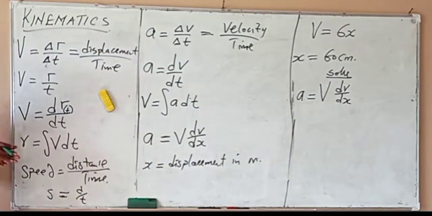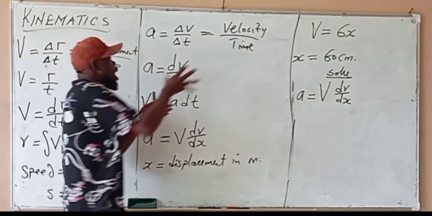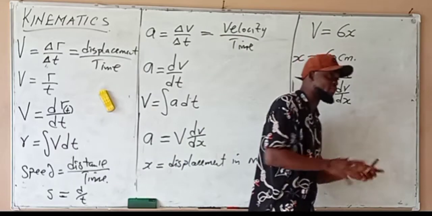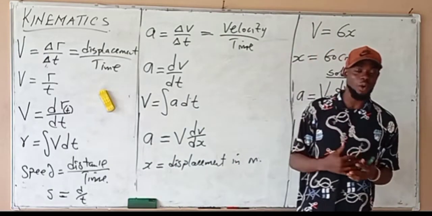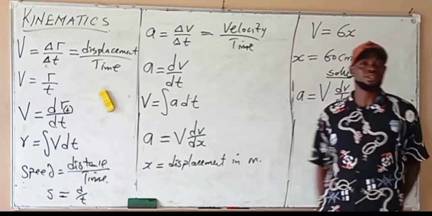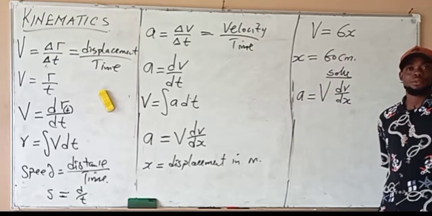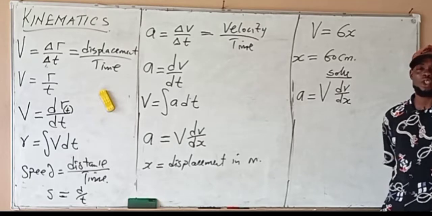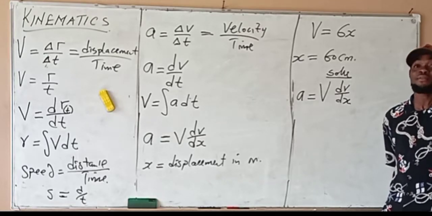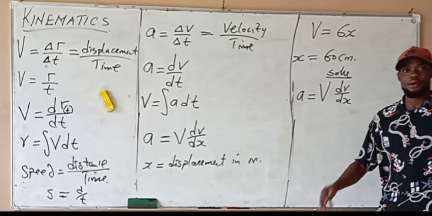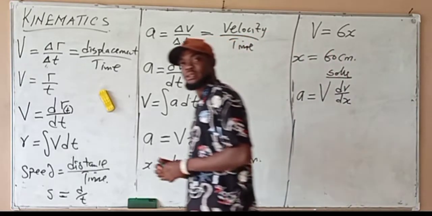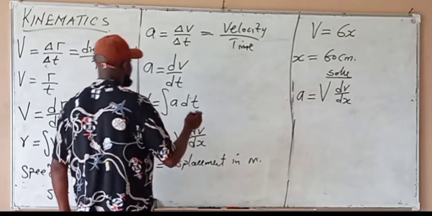Now, how do you differentiate? What is the meaning of dv over ds? It means differentiating v. How do we differentiate? All these are simple polynomial functions. And if I want to differentiate a polynomial function, I'm going to differentiate it as follows. Look at it.